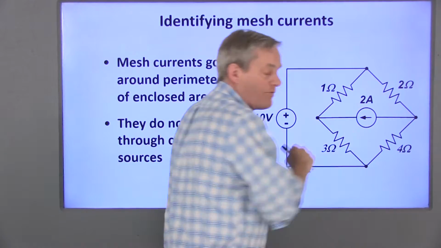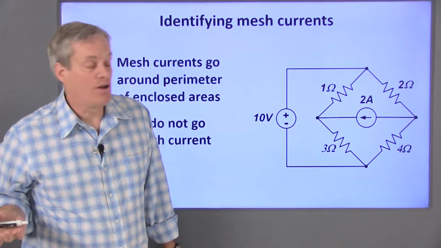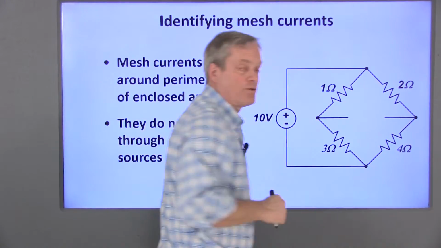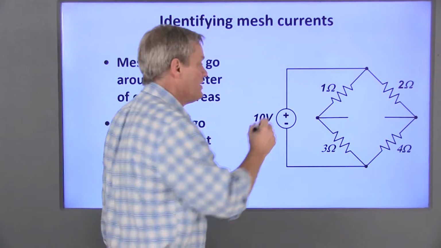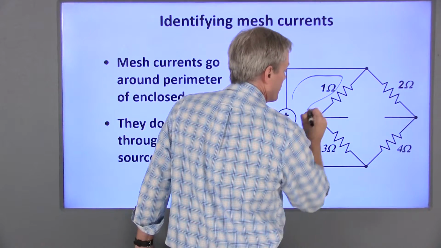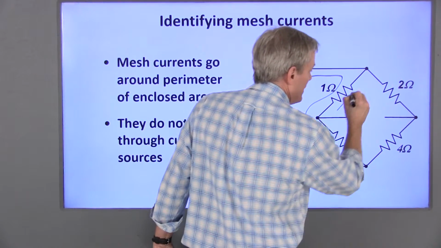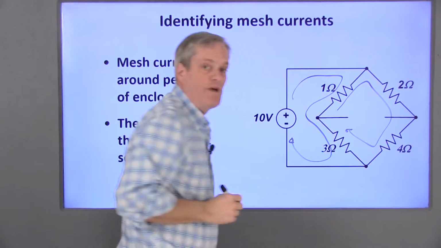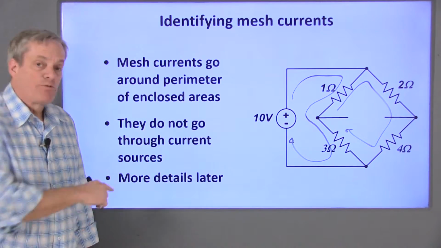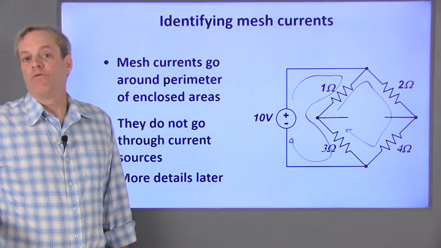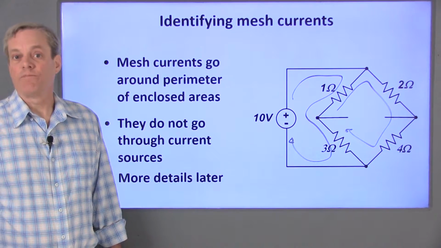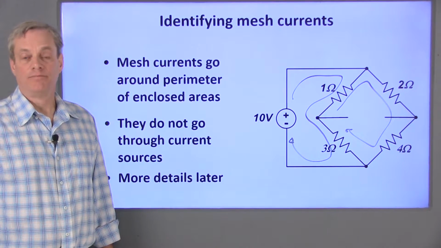I know the current through the current source. That is not unknown, so I can remove the current sources. That leaves me with two enclosed non-overlapping areas. My mesh currents will go around the perimeters of those areas, so I'll have 1, 2 mesh currents. As with most rules, there are exceptions to this. I'll provide more details about how we can account for the current sources later when I provide more details about mesh analysis. Those are the basic ideas behind nodal and mesh analysis.